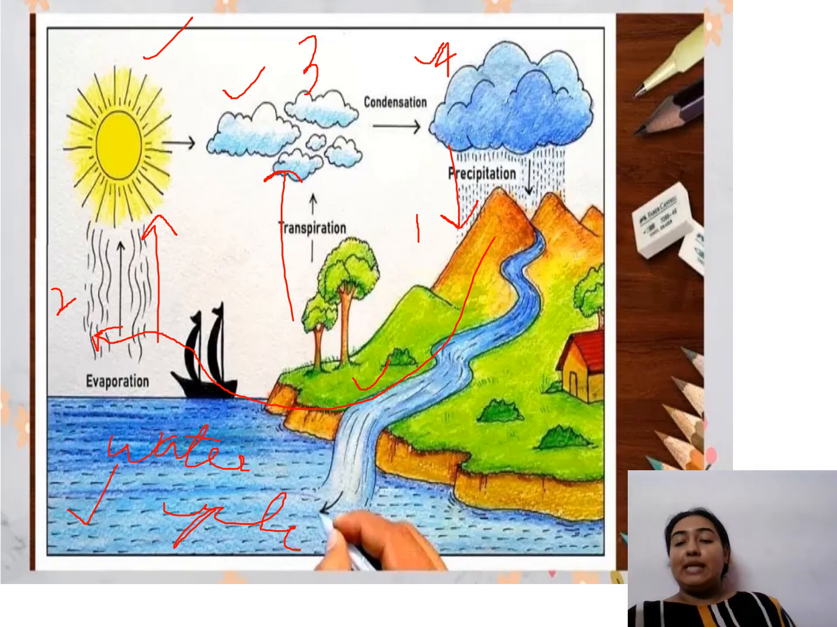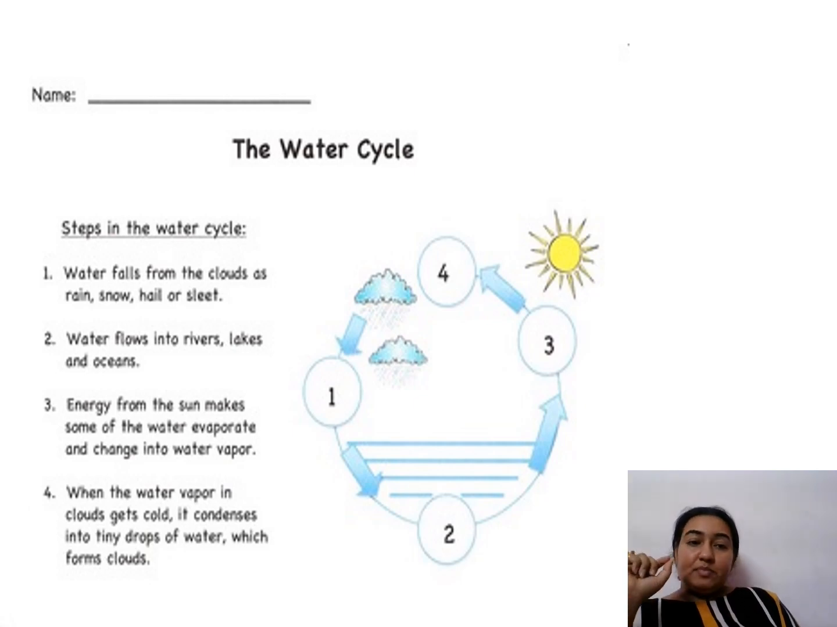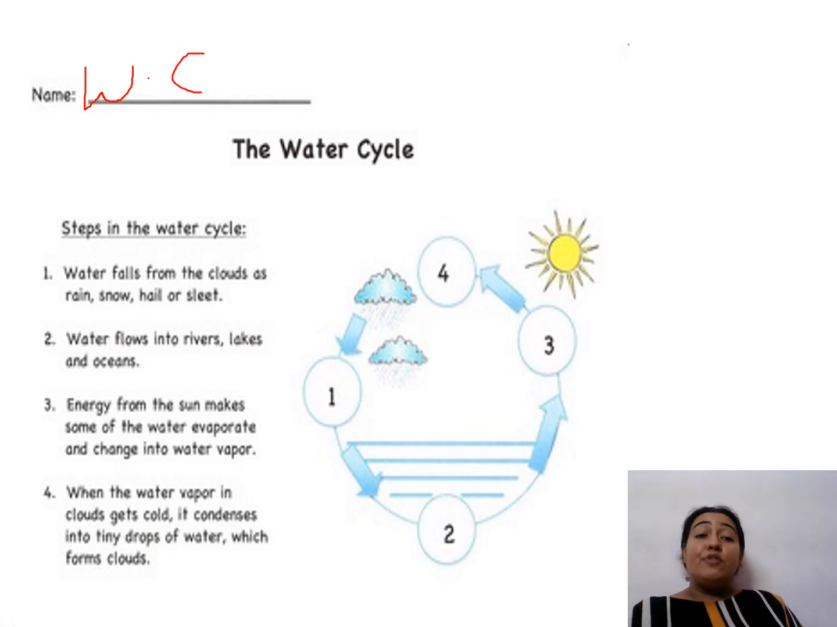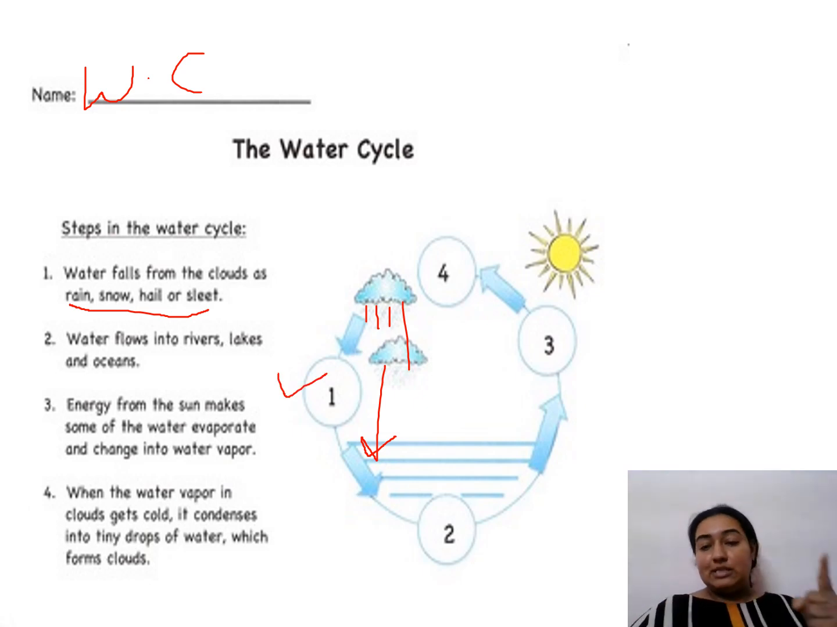Now how this water cycle takes place, I'll be explaining further. There are 4 major steps. In the previous slide also we marked 4 steps, so here also we will have 4 different steps involved in the water cycle. First of all, water falls from the cloud as rain, snow, hail or sleet. If it's raining, this is the cloud and the water is falling on the ground. So the first step is complete. The water cycle's first step is done.